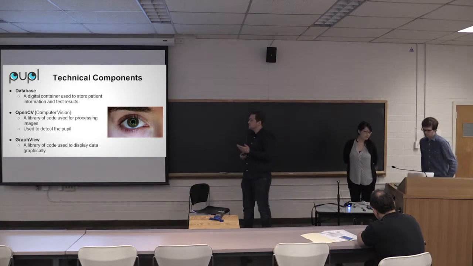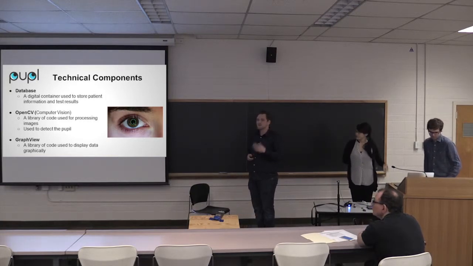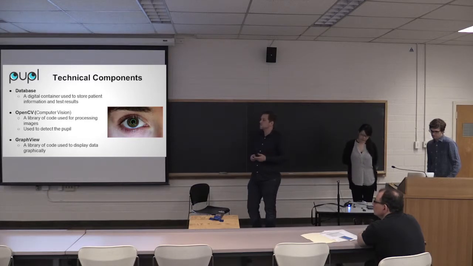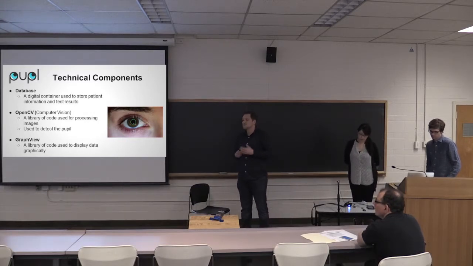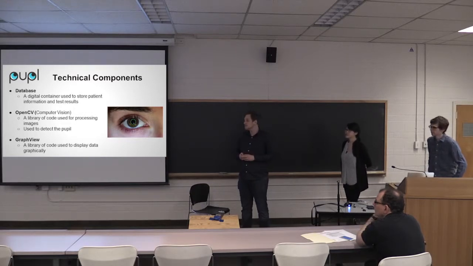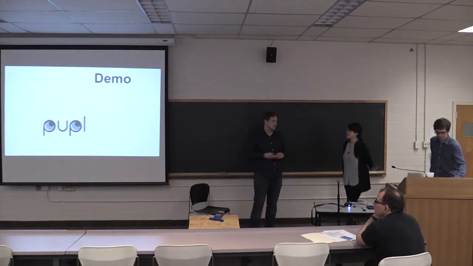This is done through 3 technical components in the back end: a database for all the storage of the information, a library of code called OpenCV, or Open Computer Vision, which we use for our pupil detection algorithms to determine the size, as well as a library of code called GraphView used for plotting, which you'll see more of in the demo here.